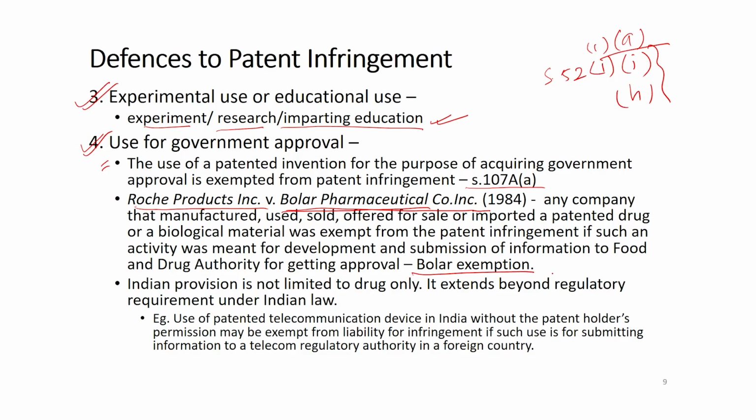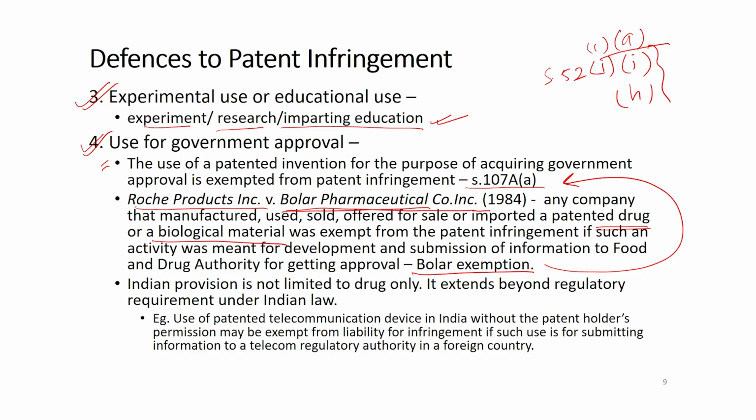The American Bolar exemption is applicable only with respect to two kinds of inventions. One is invention related to drug, the other is invention related to biological material. So if I am using your invention so as to generate information to be submitted to a regulatory authority for getting approval, I am exempted from the liability of infringement, although I am committing infringement. This is Bolar exemption. This Bolar exemption finds place in Indian law in section 107A clause (a).